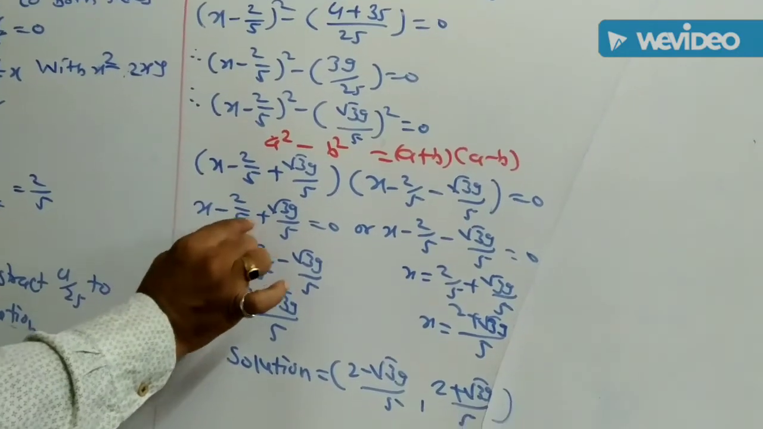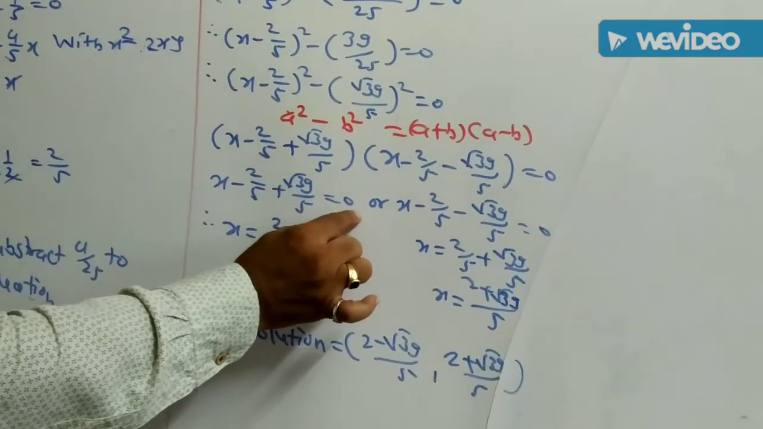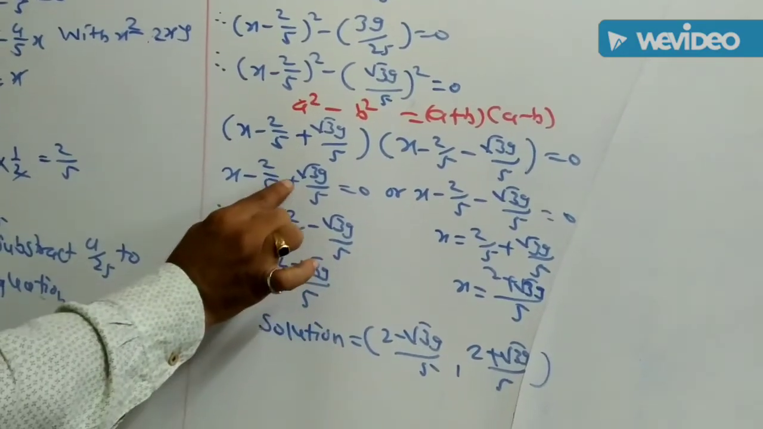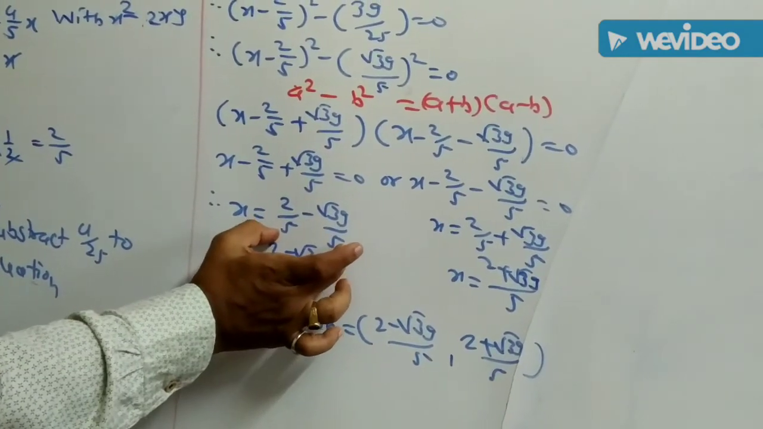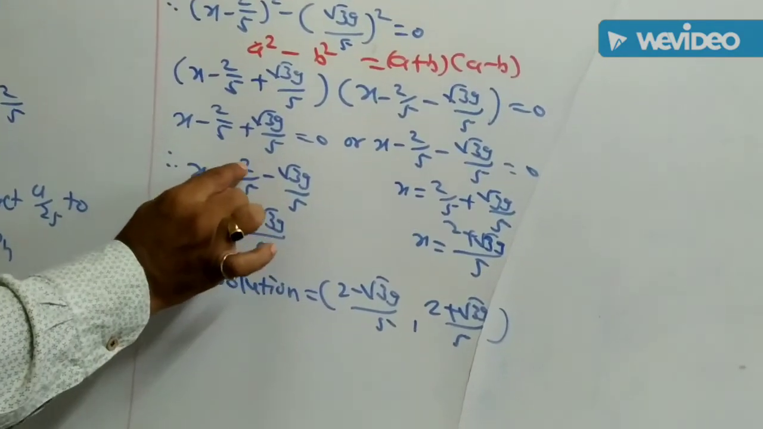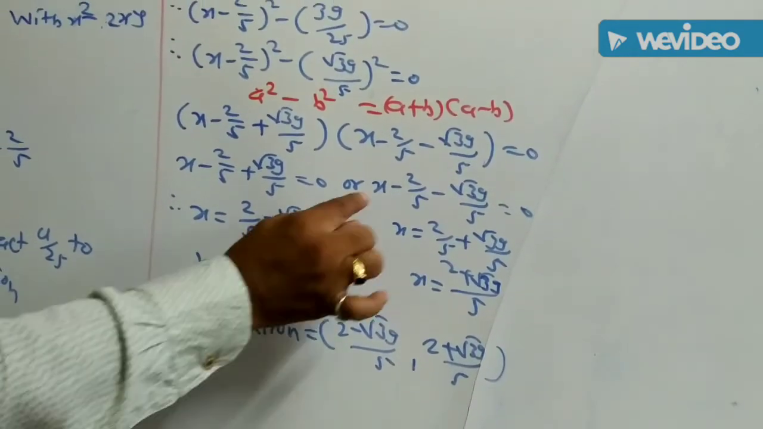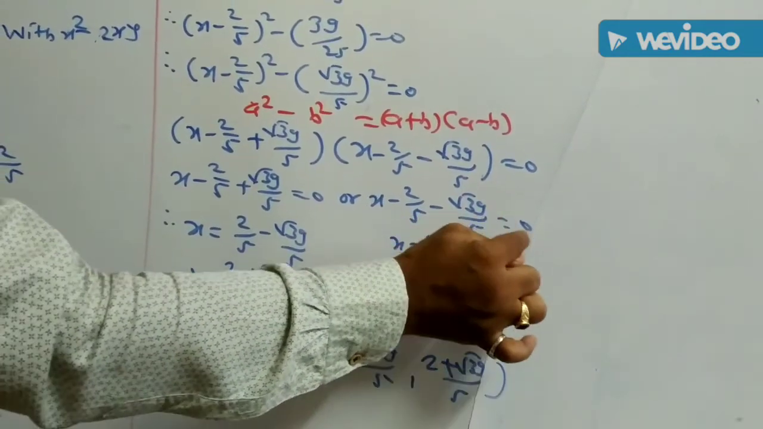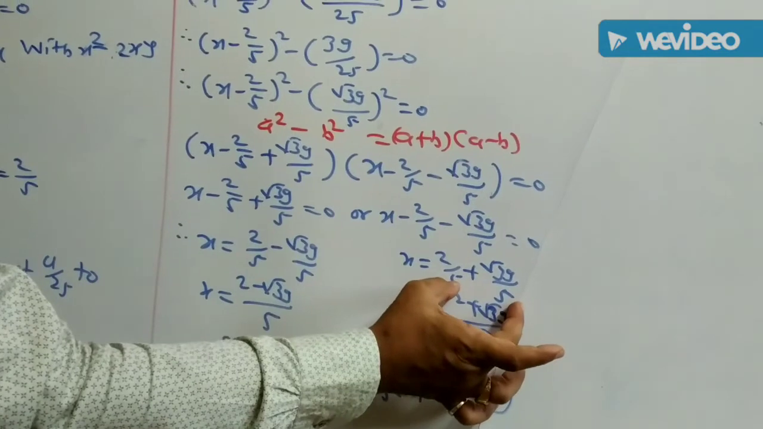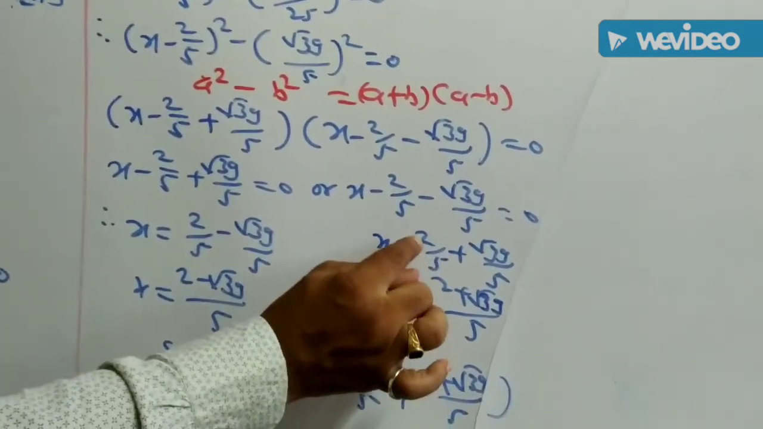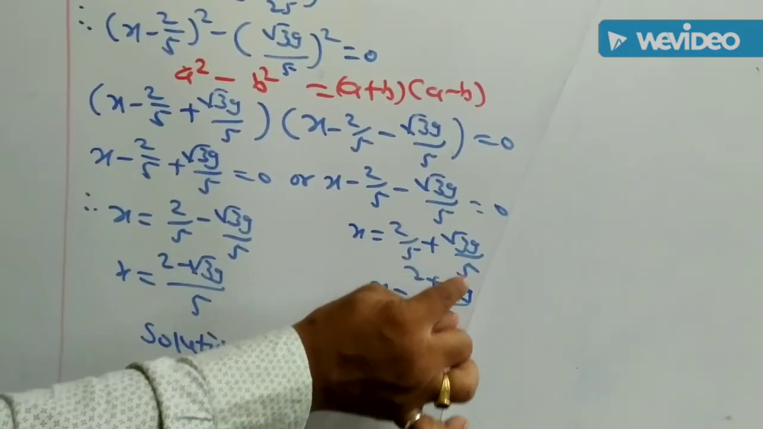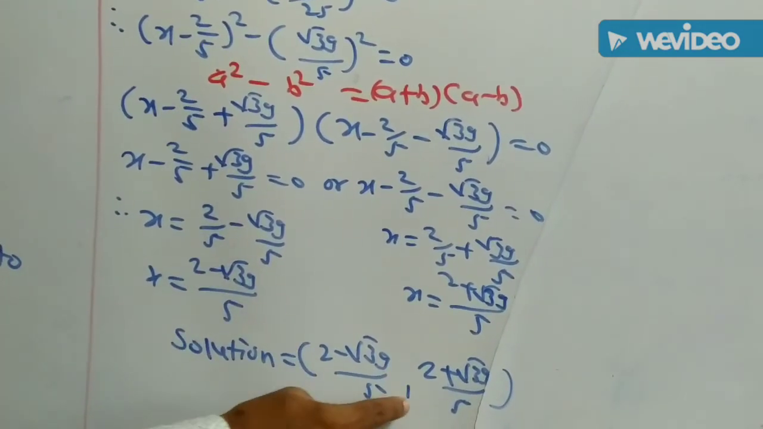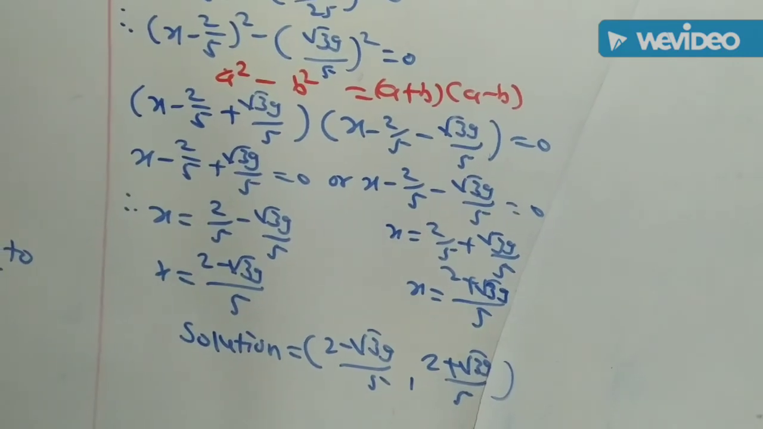Now x minus 2 upon 5 plus root of 39 upon 5 is equal to 0. For finding the value of x, minus gets converted to plus and plus gets converted to minus. The denominator is the same, therefore write it one time: 2 minus root of 39 upon 5. Or x minus 2 upon 5 minus root of 39 upon 5 is equal to 0. Both minus gets converted to plus. The denominator is the same, therefore we get 2 plus root of 39 upon 5, and therefore the solution is 2 minus root of 39 upon 5 and 2 plus root of 39 upon 5.